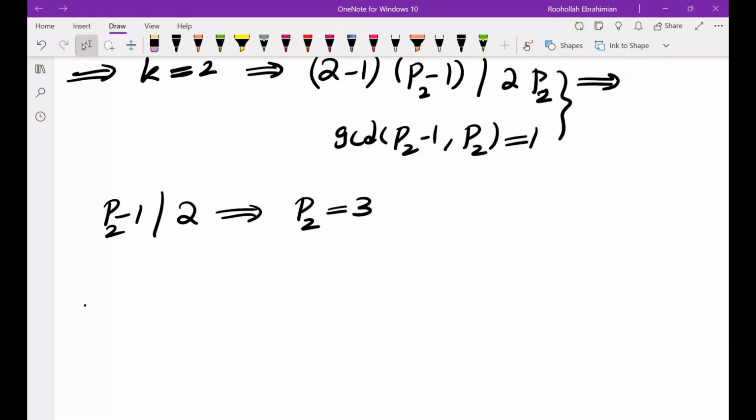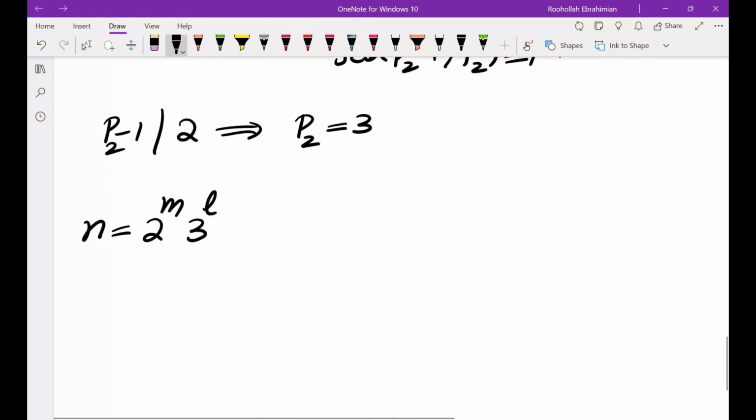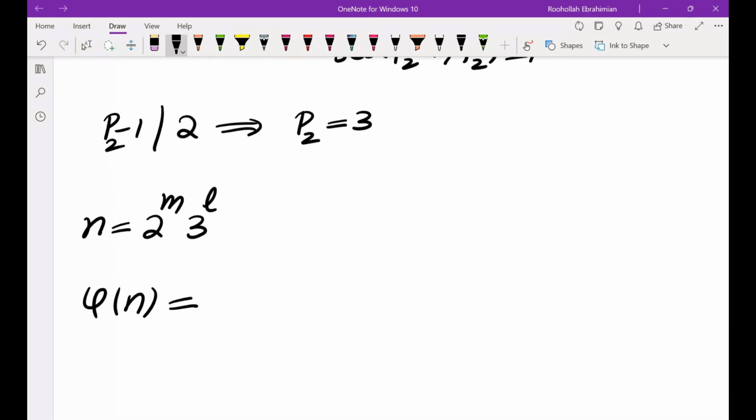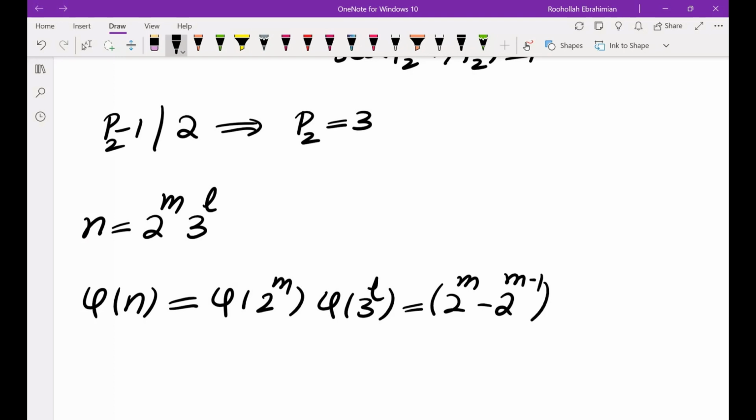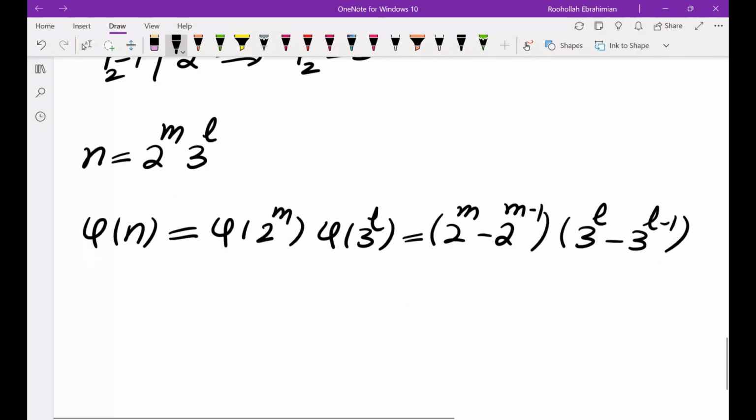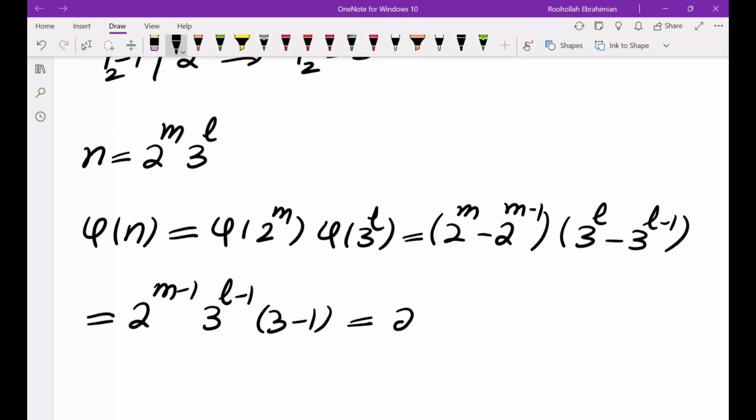Okay, so in that case, I get n equals 2 to the power of m, 3 to the power of l. Let's evaluate phi of that and see what we get. So phi of n equals phi of 2 to the power of m times phi of 3 to the power of l. This would be 2 to the power of m minus 2 to the power of m minus 1 times 3 to the power of l minus 3 to the power of l minus 1. This is equal to 2 to the power of m minus 1, factor 3 to the power of l minus 1, and you will get 3 minus 1. So this would be 2 to the power of m, 3 to the power of l minus 1. And that, of course, divides n.